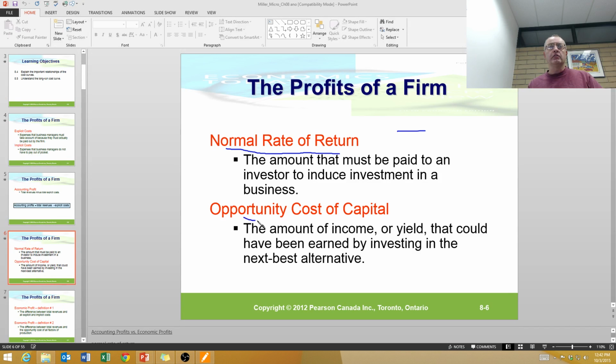And now we have this concept of opportunity cost of capital, and this is the economic concept. So the opportunity cost of capital is the foregone difference in yield, or the foregone difference in return from not investing in the next best opportunity. So it's the amount of income or yield that could have been earned by investing in the next best opportunity. So I have a few examples here to kind of illustrate how this works, because it is an area that it is easy to be confused about. So I just want to try to illustrate this to you.